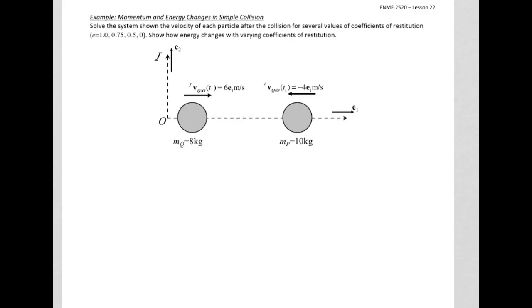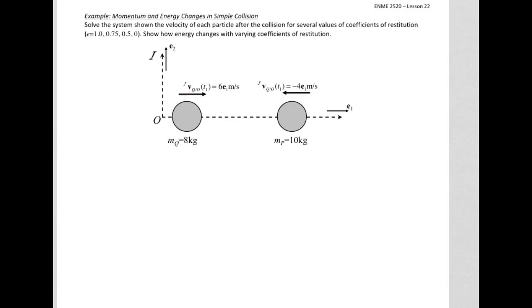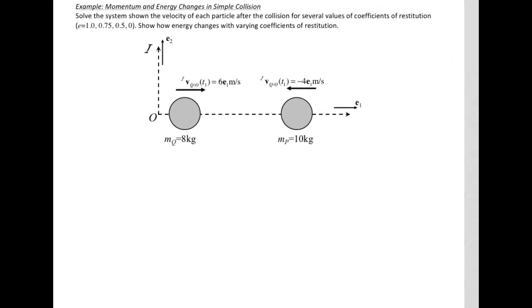So we've got mass Q, or particle Q, and we've got an inertial velocity at time 1 of 6 meters per second in the E1 direction, which is defined for you. And then we have -4 meters per second, and that's in the negative E1 direction for our particle, this should be particle P. And then the mass of Q is 8 kilograms, and the mass of P is 10 kilograms. So the first thing that we'll apply is our conservation of linear momentum.